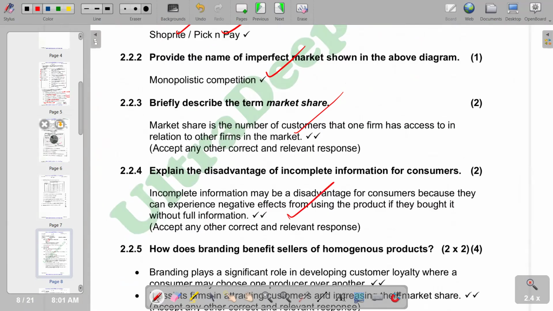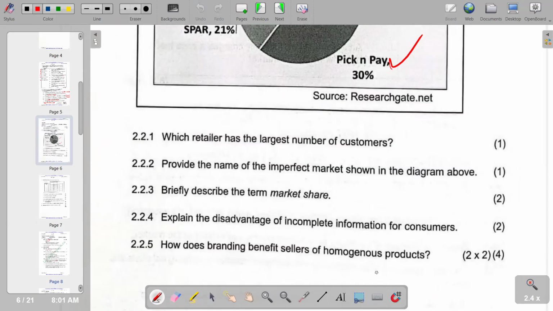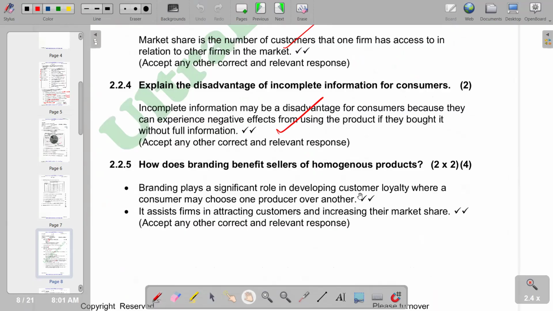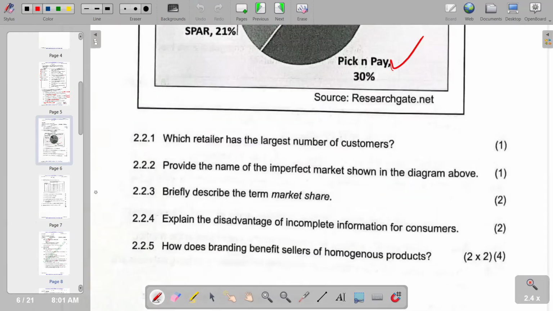Then on the next part, how does branding benefit sellers of homogeneous products? Obviously, branding is going to lead to brand loyalty, whereby customers that are attached to that brand will have more returning back to the purchasing of that product. So basically, that becomes an advantage. We have those advantages articulated in our answer section, whereby we are saying branding plays a significant role in developing customer loyalty, where a consumer may choose one product over another, and also it assists firms in attracting customers and increasing their market share. Those are the benefits that we have. Then we'll see that this is the last question that we have on this part.